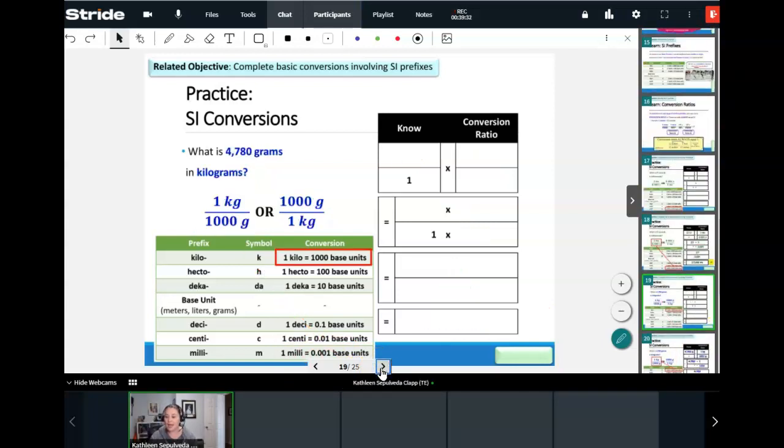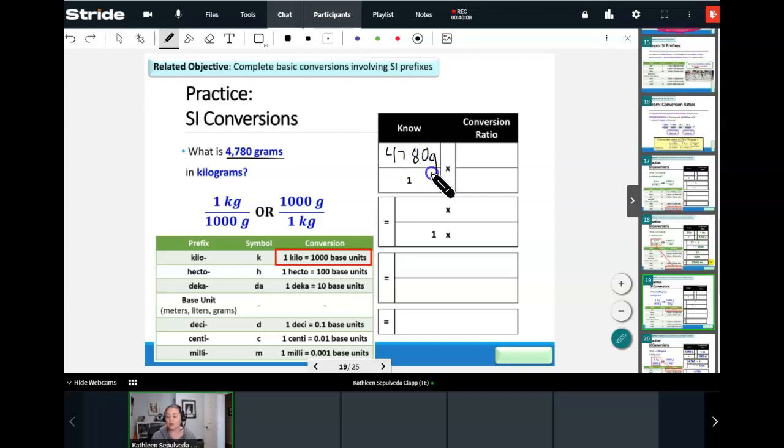All right, let's go ahead and practice another one. So we're going to practice number 8 here. Again, what is my known digit? What is 4,780 grams in kilograms? So what is my known number? Good. Yeah, it's always going to be the number that is given in the problem. Right here, 4,780 grams. So I'm going to go ahead and put 4,780 grams here.